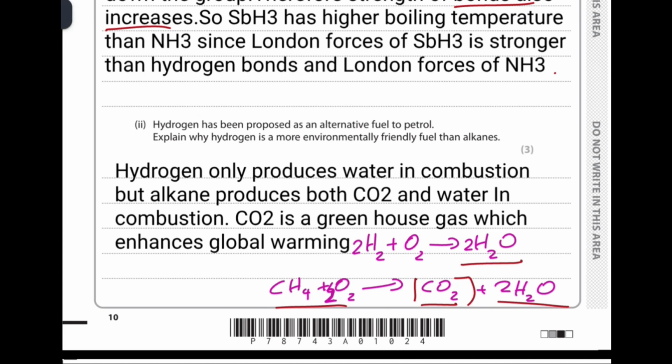So I mentioned here: hydrogen only produces water in combustion, but alkanes produce both CO2 and water in combustion. CO2 is a greenhouse gas which enhances global warming. So it's not environmentally friendly, but hydrogen is a more environmentally friendly fuel than alkanes.